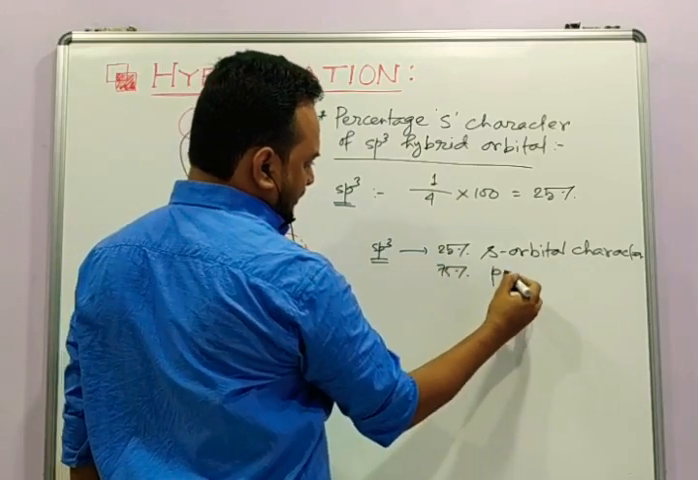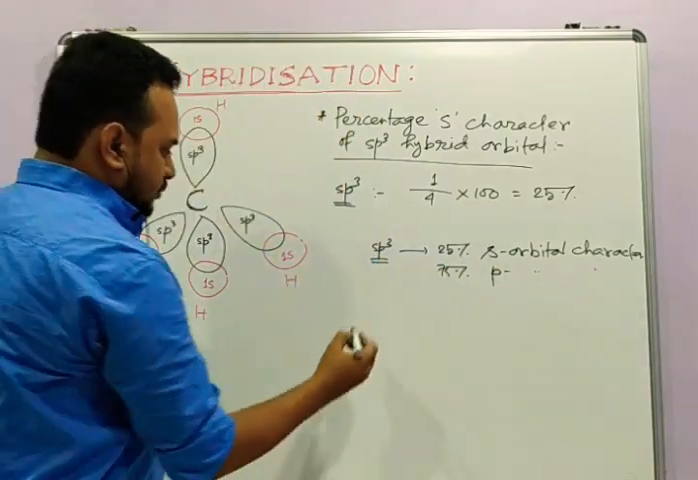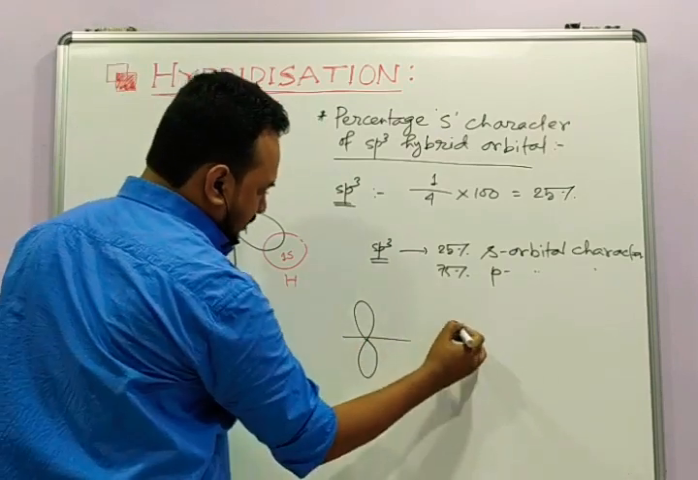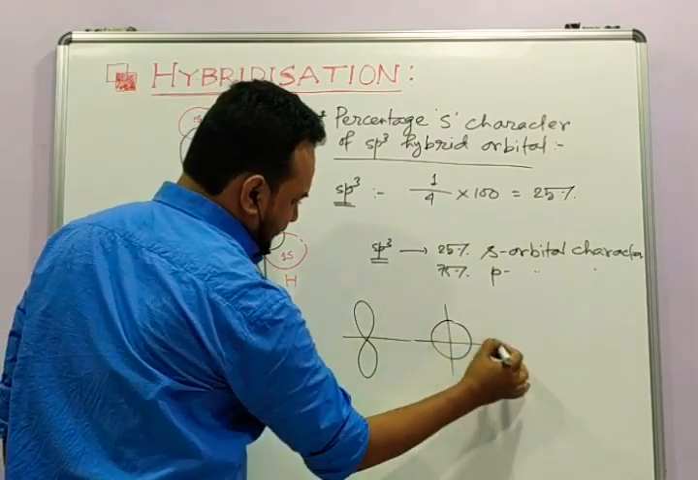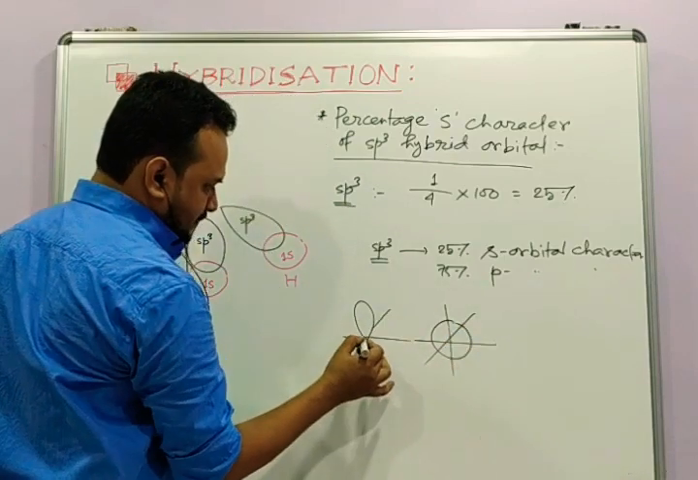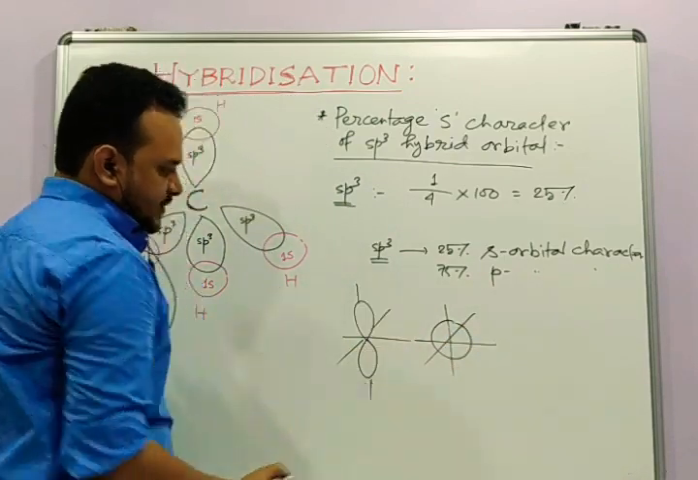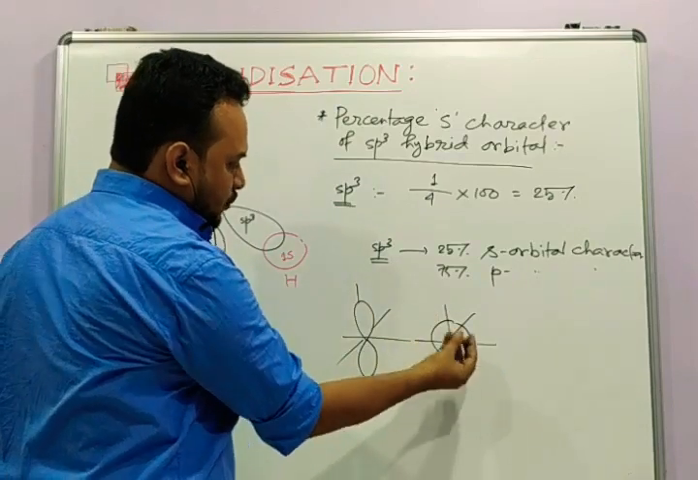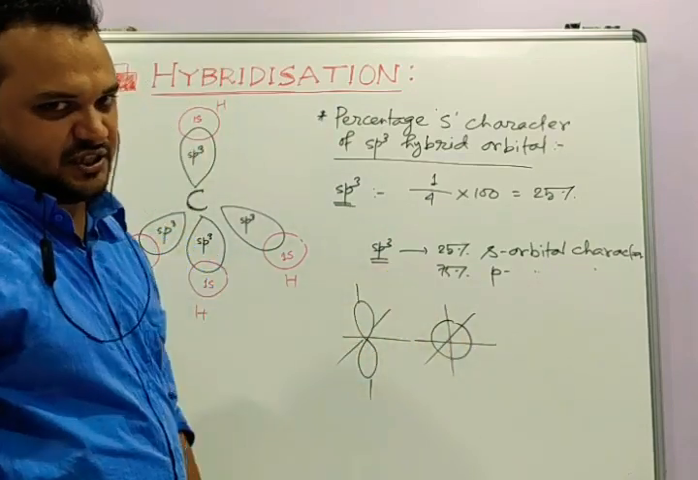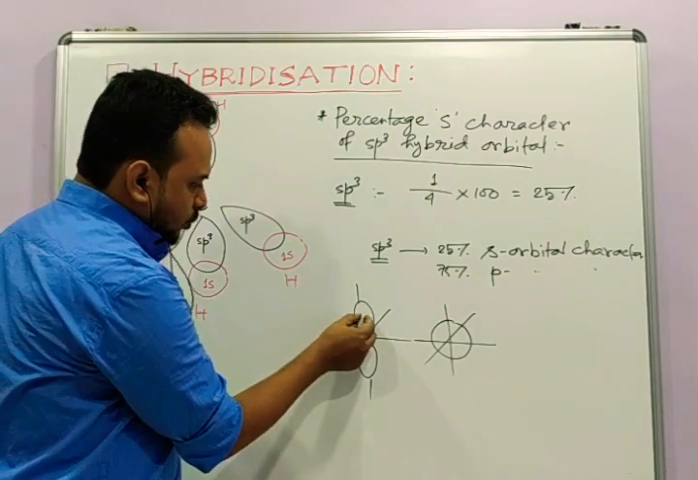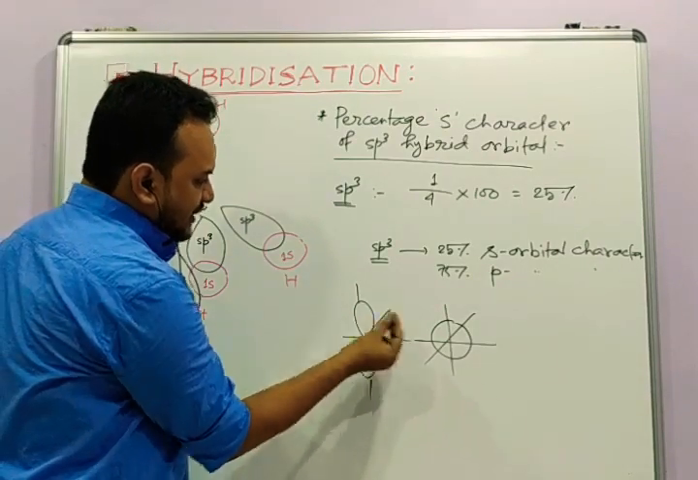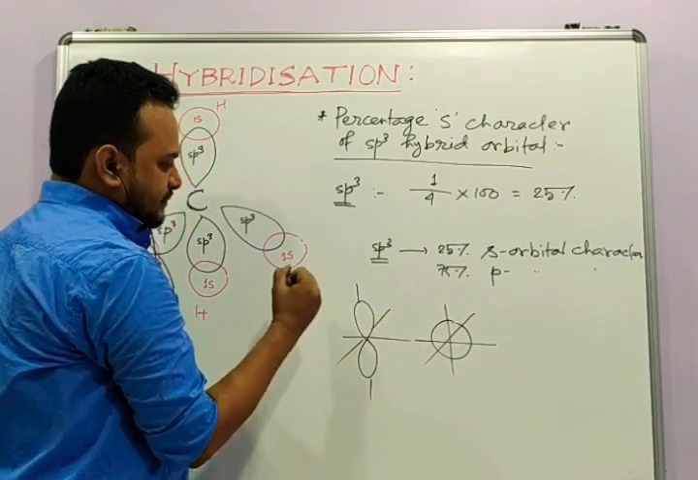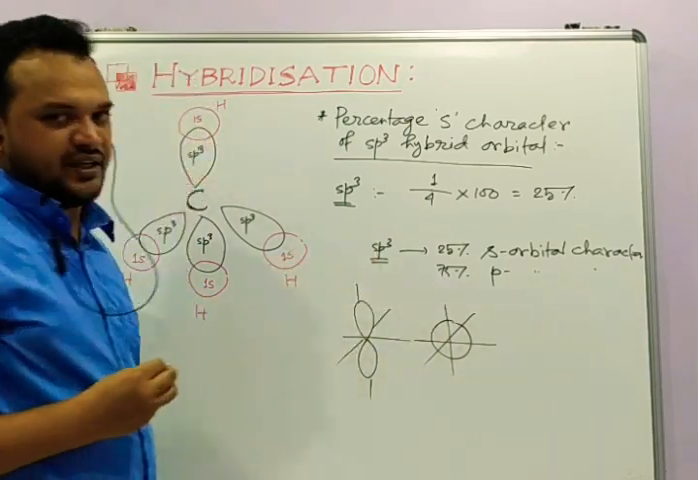and 75% of p orbital character. So we know the p orbital looks like this and the s orbital looks like a sphere. It is a spherical shape. Okay, in 3D like this. So we are taking 75% of the dumbbell shape and only 25% of the spherical shape. That means this lobe of the p orbital will get some s character and will become a little bit fluffy. It will tend toward the spherical shape.